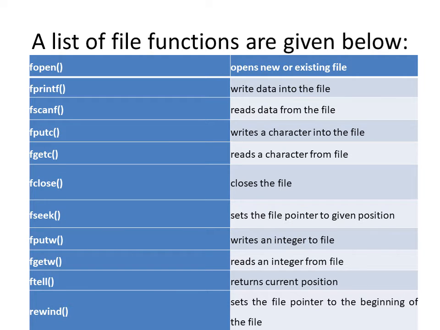Fputw writes an integer to a file. Fgetw reads an integer from a file. Ftell returns the current position, in which position it is there. Rewind sets the pointer to the beginning of the file. Rewind, that means begin from the start, after the end, begin from the start.